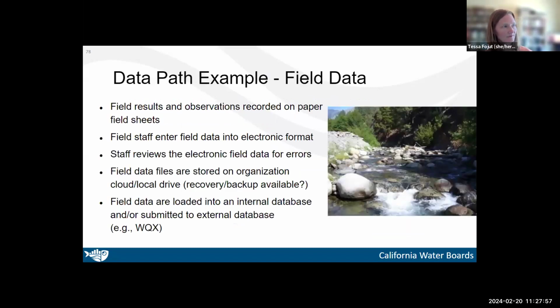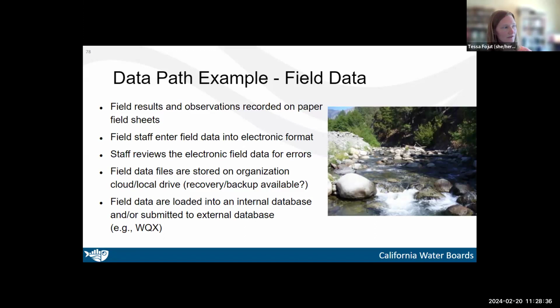So I have a couple of examples of the details of that. It's a little long, I know, but you can refer to this later if you're writing your plan. All these steps can seem minor, but having it written out in your plan is really helpful. If a question comes up later, you know where to look and who to talk to about things. So, you record your results on your paper field sheet, certain staff enters that into an electronic format, and a different staff reviews it to make sure there are no errors.